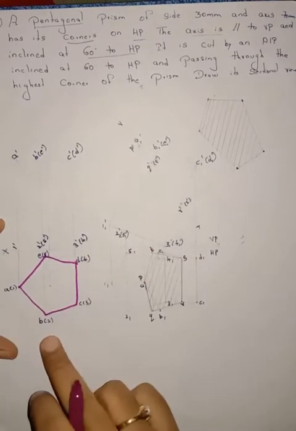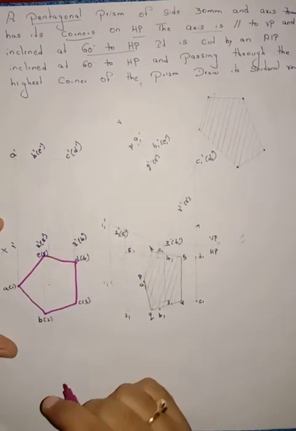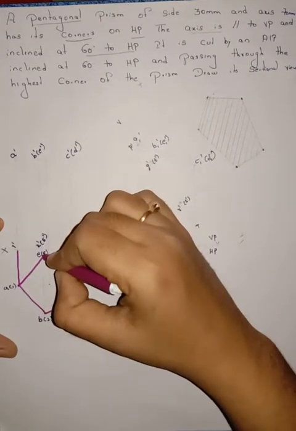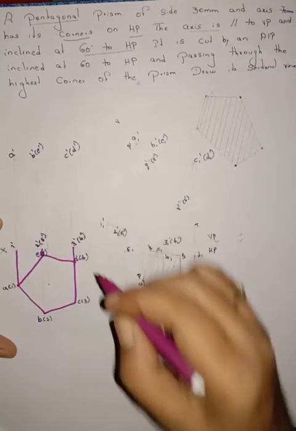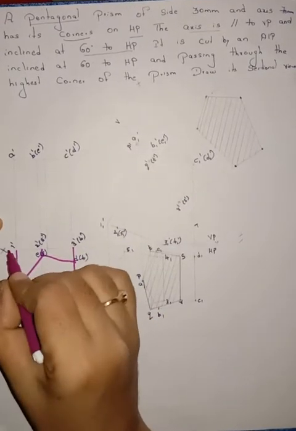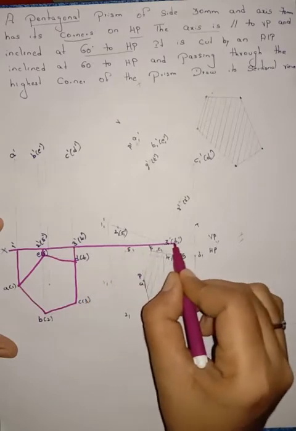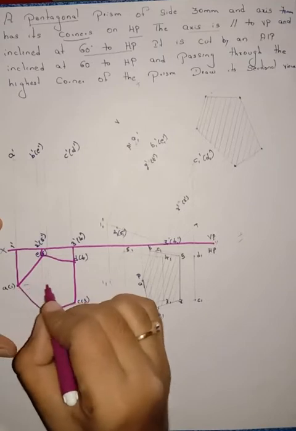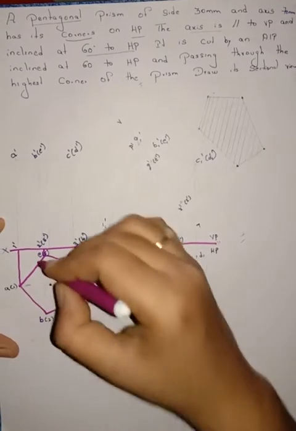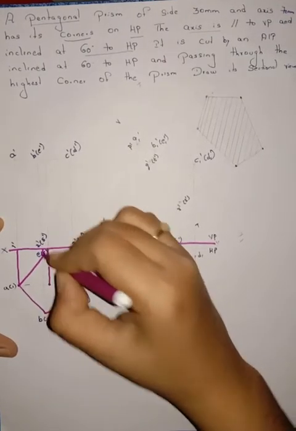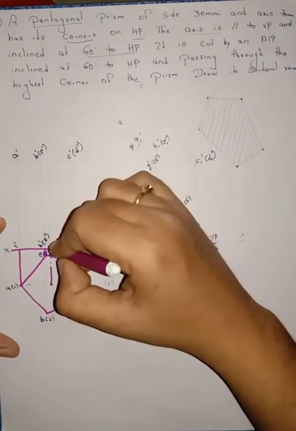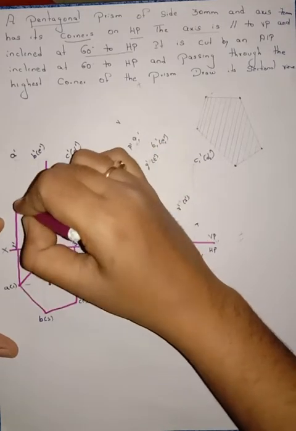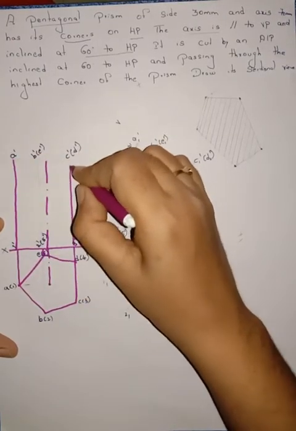Name it as A of 1, B of 2, C of 3, D of 4, E of 5. After that, from every corner, from A, E, C, D, project the lines. From here, leave a 5 mm gap, draw the reference line, name it XY, vertical plane, horizontal plane. After that, mark the midpoint of the pentagon. From the midpoint also, draw the axis line. Axis height is 70 mm. Project all these points till here.